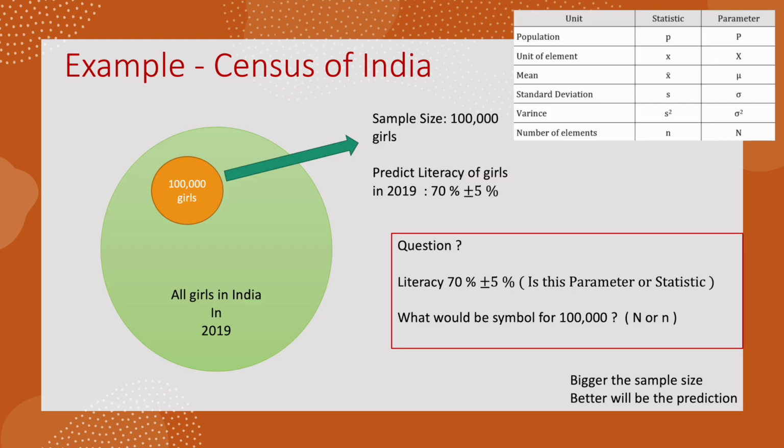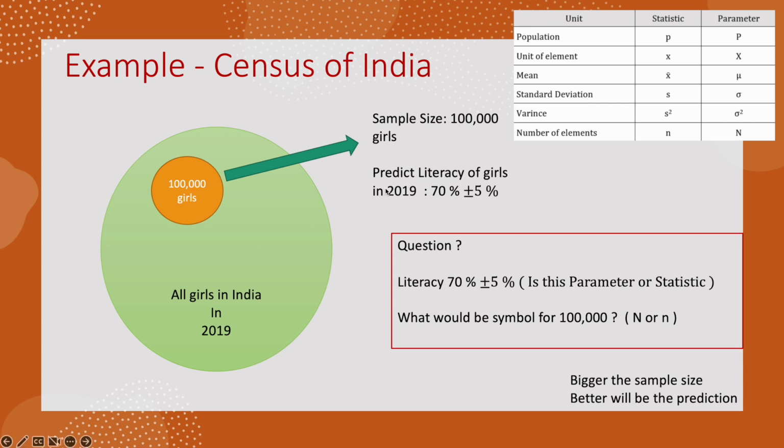Okay, so continuing with the Census of India example, the bigger circle you are seeing, the green circle, is all the girls in India in 2019. That is called the population. Let's say we are taking a sample of 1 lakh girls, 100,000 girls. So our sample size becomes 100,000.